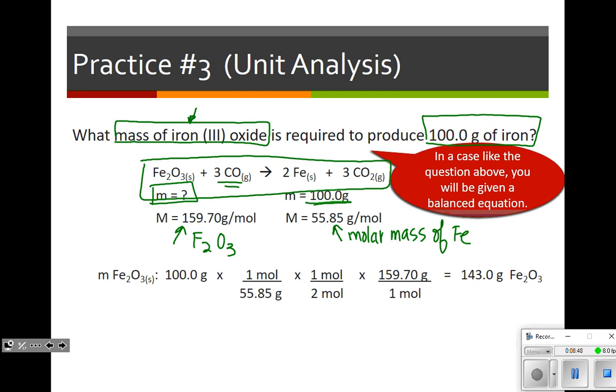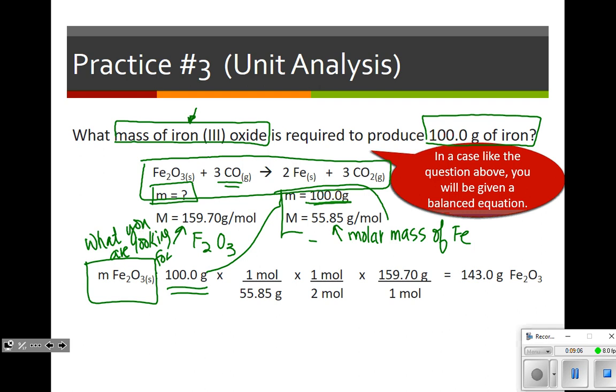So now I start. This is what I'm looking for. To identify what you're looking for. So I'm starting with my 100 grams, and I always start with what I'm given, so of course I start there. I have my molar mass of my iron, my grams cancel out, and then I get my moles of iron.